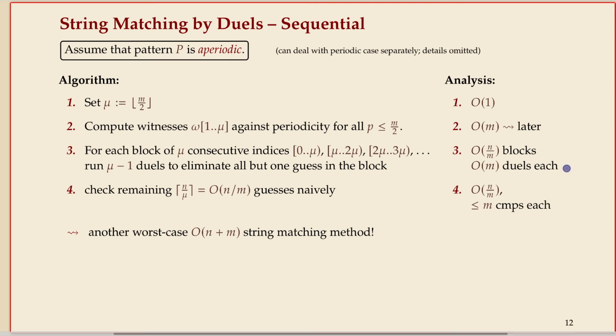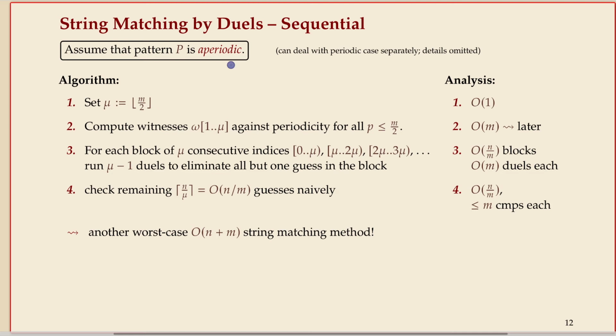The third step has n divided by m blocks, roughly. And we do m duels in each. So multiplying that out is linear, order n. And similar in the last step, we have n over m blocks, and at most one guess survives. Well, one guess survives from each block. And we have to check with m comparisons in each block, in each guess. That's another linear time, order n. So overall, we have another efficient string matching method.